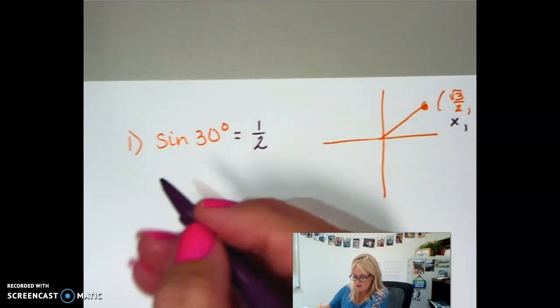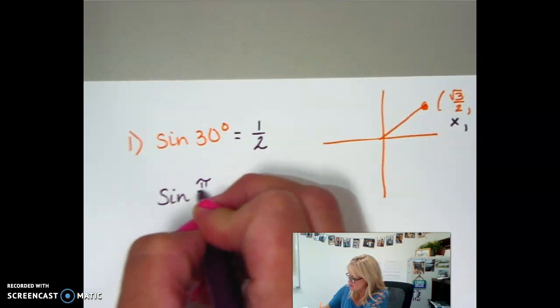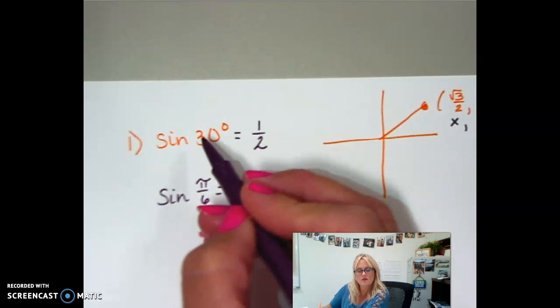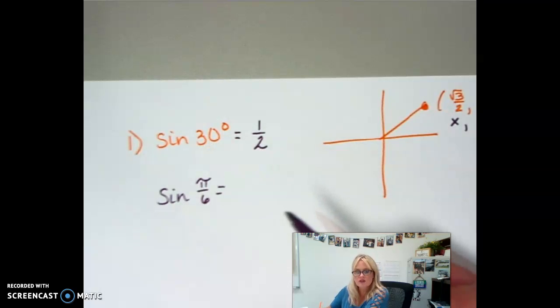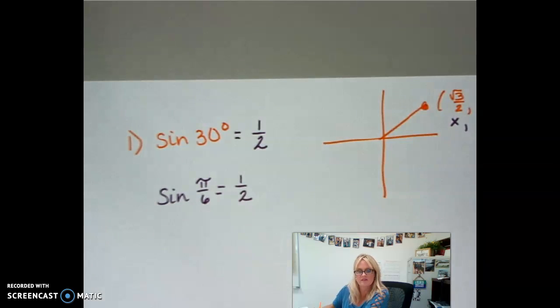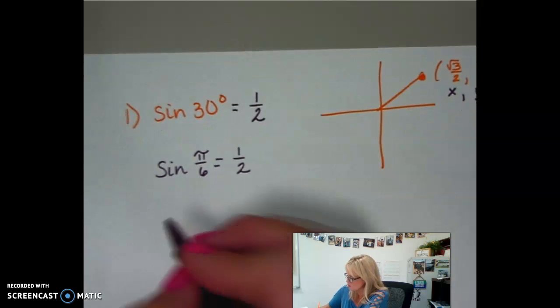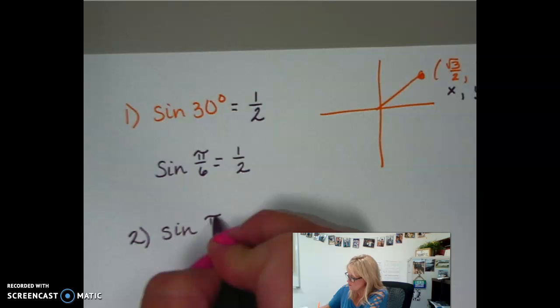Now, that will also be true if I said, what is the sine of pi over 6? Because what do we know about 30 degrees and pi over 6? They're equal to each other in radians. And so that is also 1/2. On your own, find the sine of pi over 3.